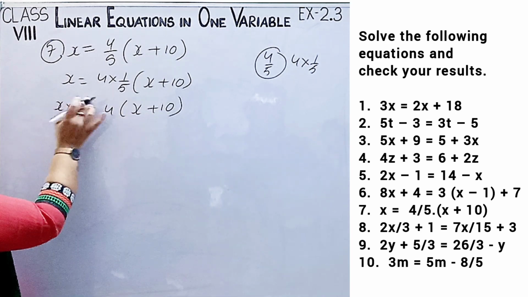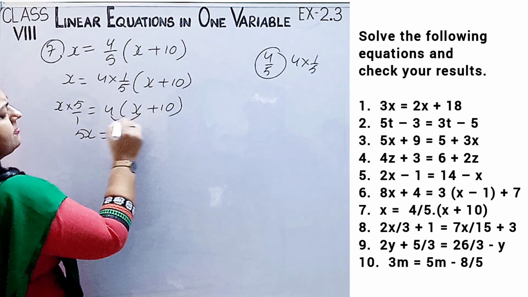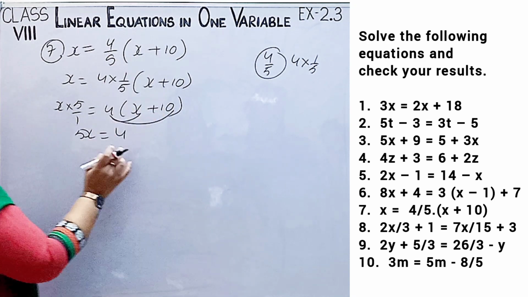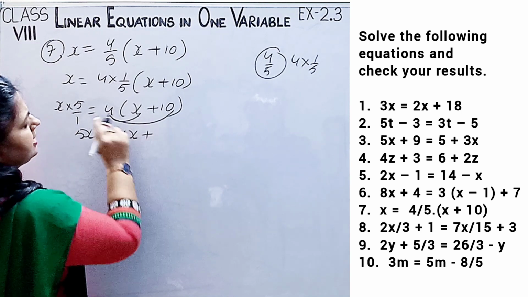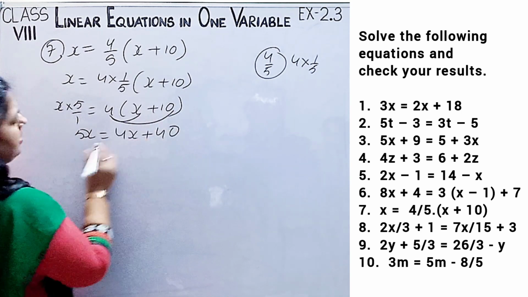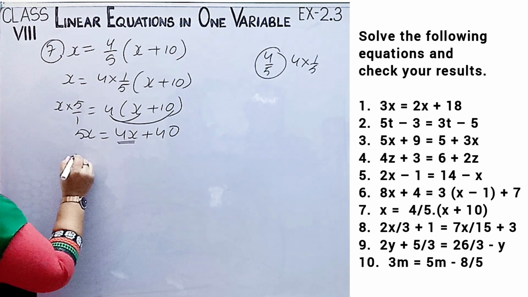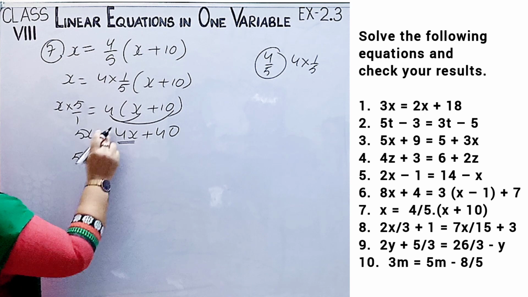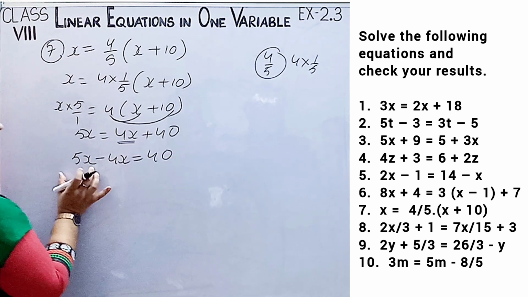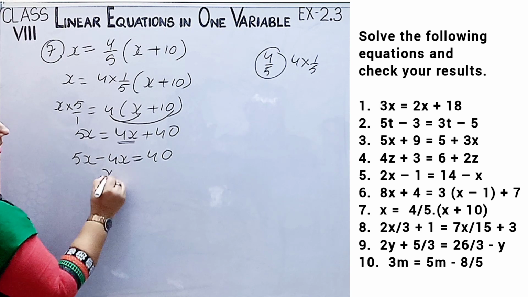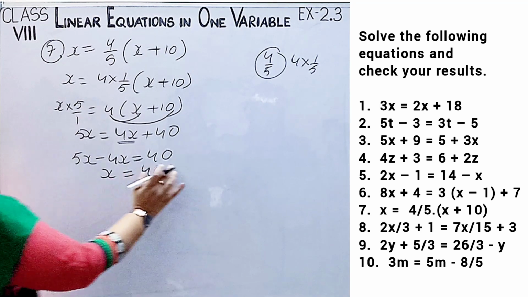Now multiply 5 with x, 5x, 4 with x, and 4 with 10. We have already learnt in exercise 2.1. So 4x plus 4 tens are 40. Now transpose 4x from right to left, and it will become minus 4x equal to 40. Now 5x minus 4x, we have x. Now 40. It means value of x is 40.